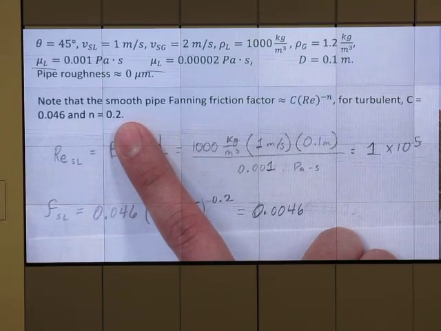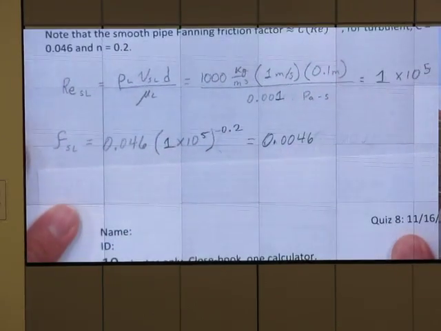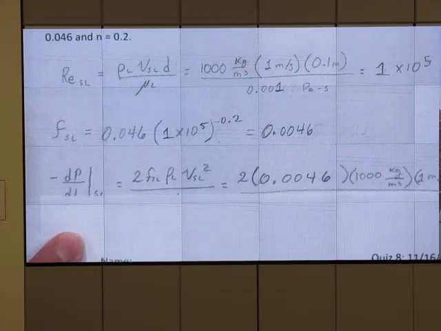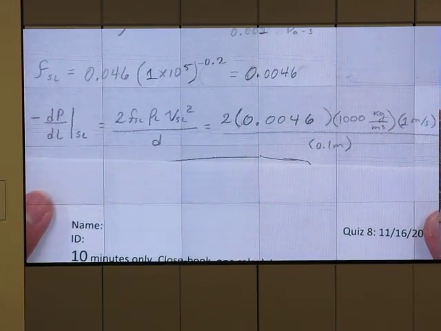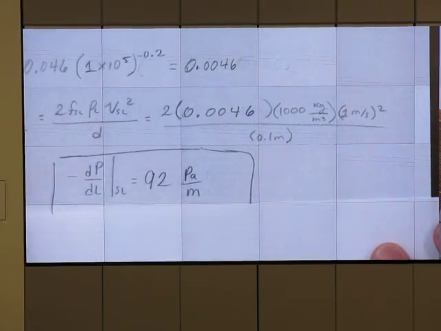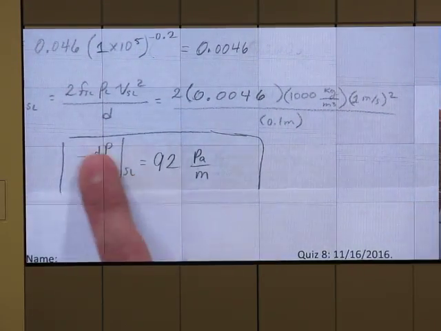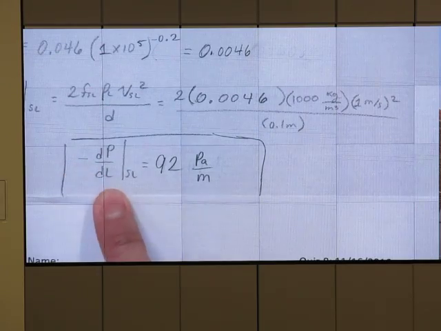Can you go to page 19? No, let me finish this. So once you put everything in, then you get 92. Don't forget the minus sign here. So it's minus dP/dL sub SL.